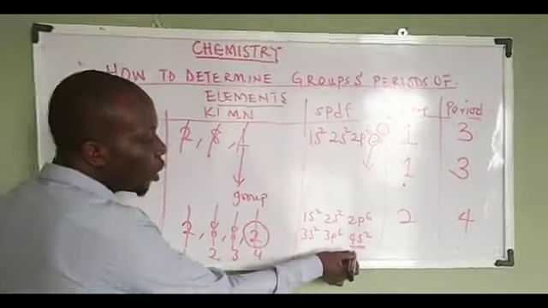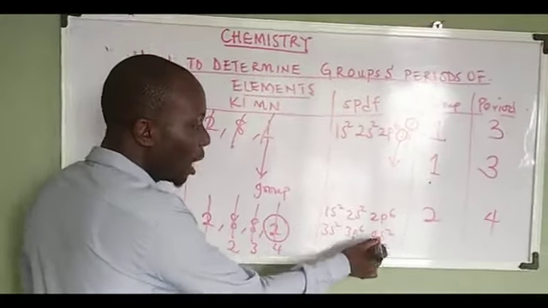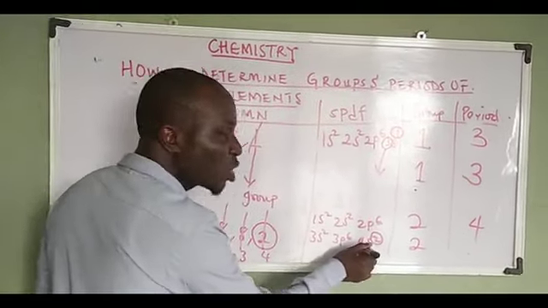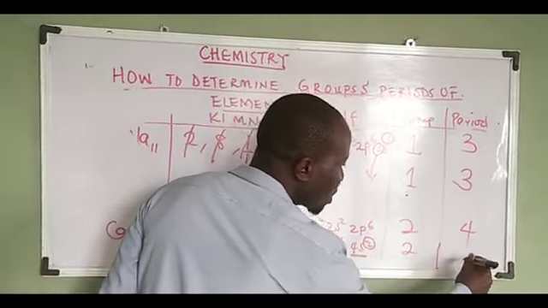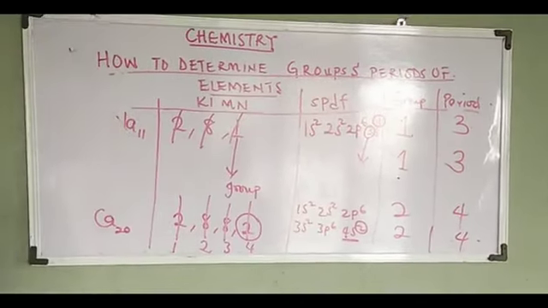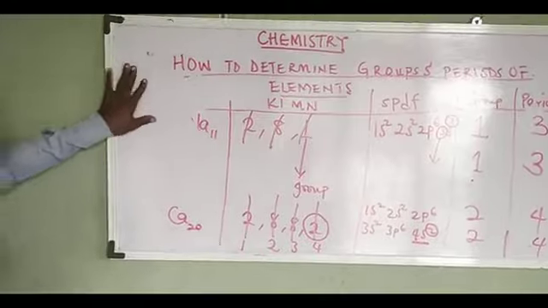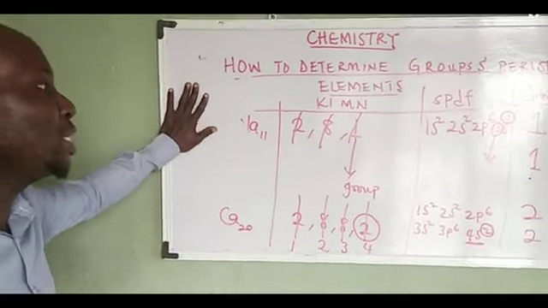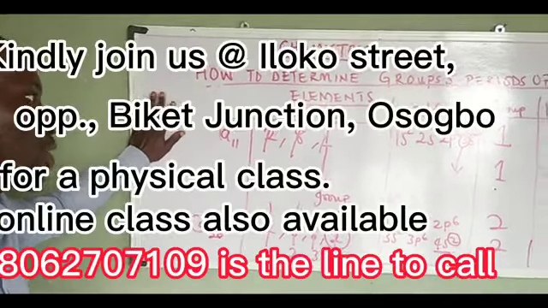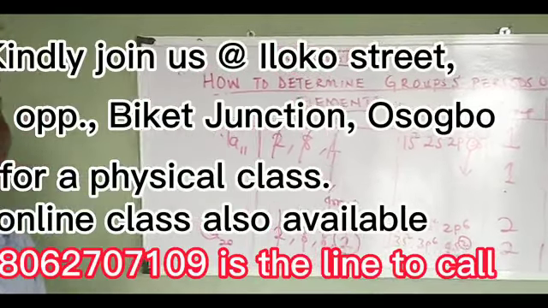Now, how many electrons can we find in that highest orbital? Just 2. That represents the group. Then what is the highest orbital itself? That represents the period. Period 4. Is that clear now? So this is the simple method of determining the group and period of an element using the shell and the SPDF electronic configuration.